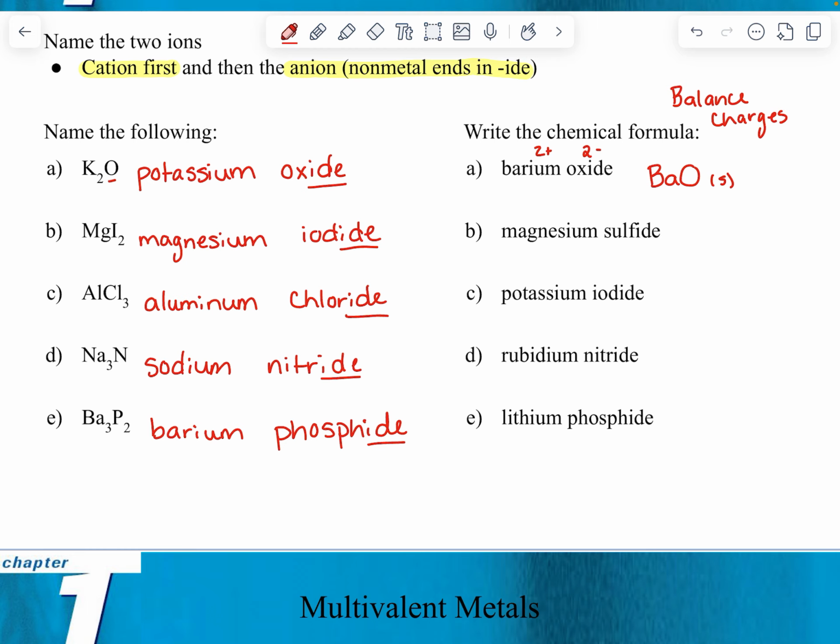Magnesium is a 2+, sulfide is a 2-. So again, one of each, they're already balanced. Magnesium sulfide, solid. Okay, so again, pause the video, take a second, try the next 3 examples.